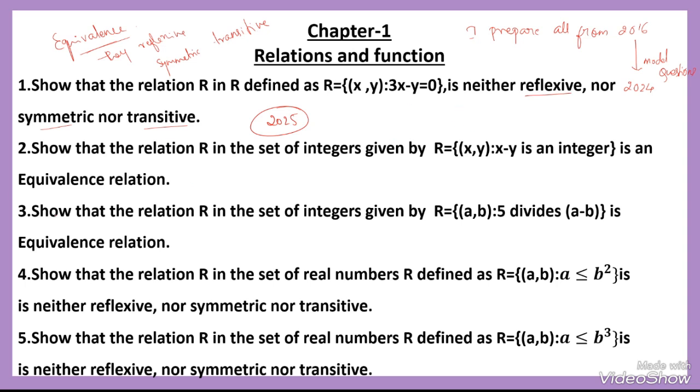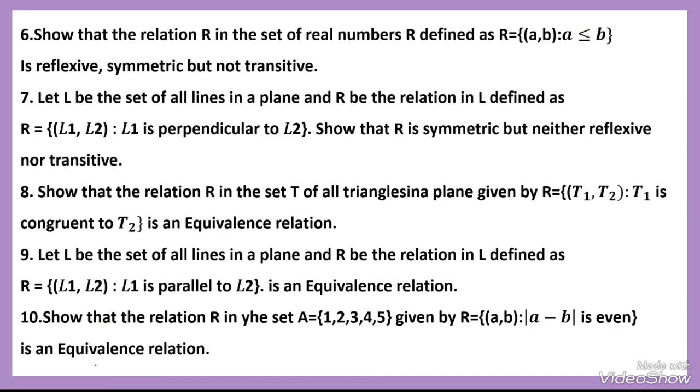In the second question we have to prove the equivalence relation. In the third question also we have to prove the equivalence relation. Whatever reflexive, symmetric and transitive conditions they have given, we have to check them. Then for questions 6 to 10, all 1 to 10 questions are important for 3 marks. Out of 10 questions, 1 question will be asked in the annual examination.